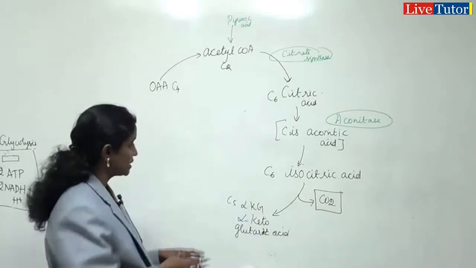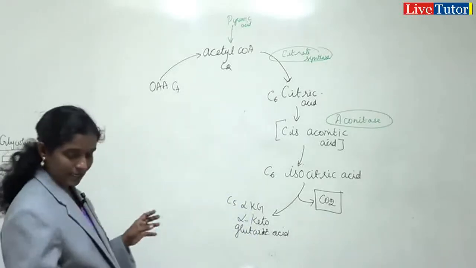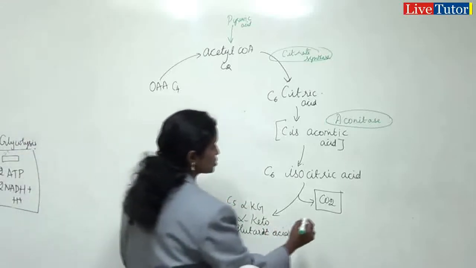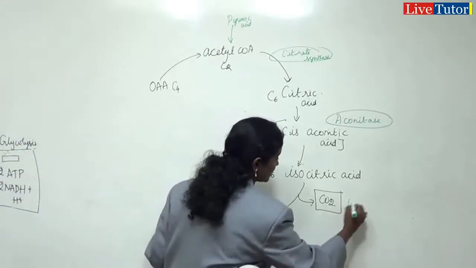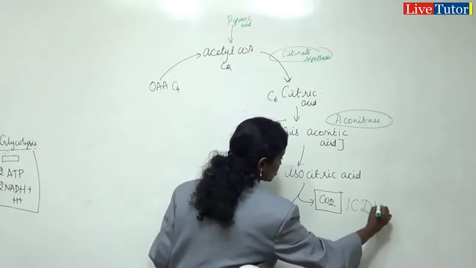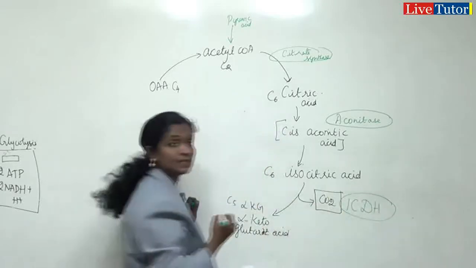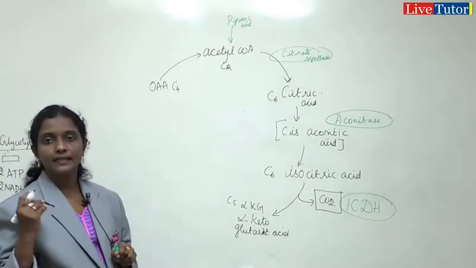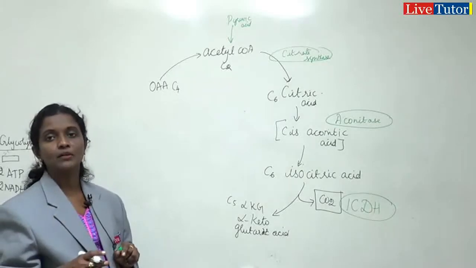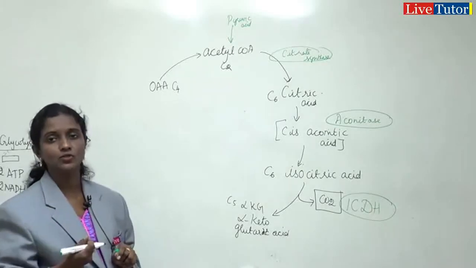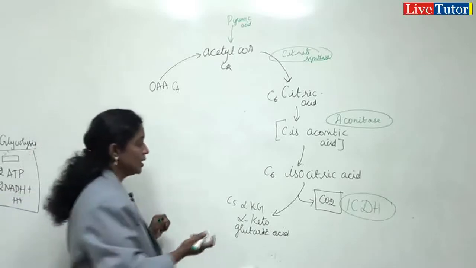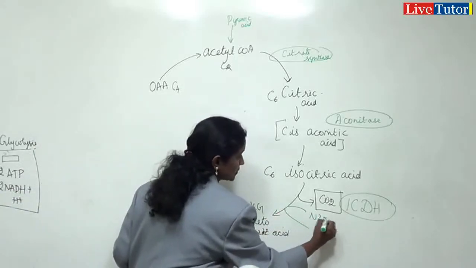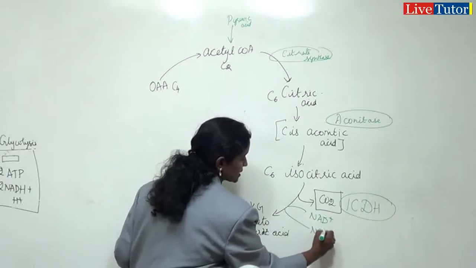Let us now proceed with this alpha KG. In the meanwhile, we said there is an involvement of NAD, right? So the enzyme which is going to catalyze here is ICDH, isocitrate dehydrogenase. Whenever we say a dehydrogenase, niacin, nicotinamide, is going to come and catch the hydrogens and take them with itself. So NAD plus comes in and then it becomes NADH plus H plus.